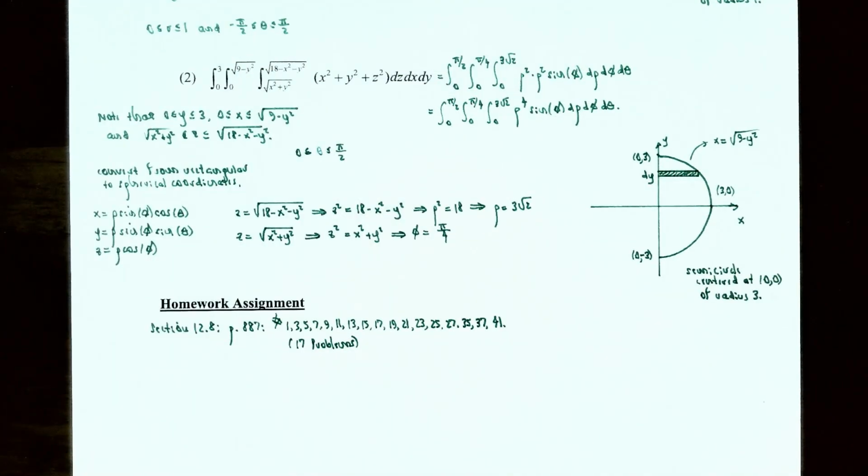So we need to find out what are the limits of integration for each of the variables in spherical coordinates. Let's take the upper surface. This is z equals square root 18 minus x squared minus y squared. Let's find out what that equation is in terms of spherical coordinates.